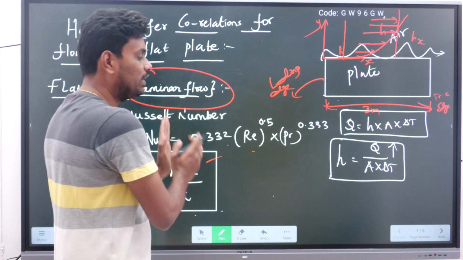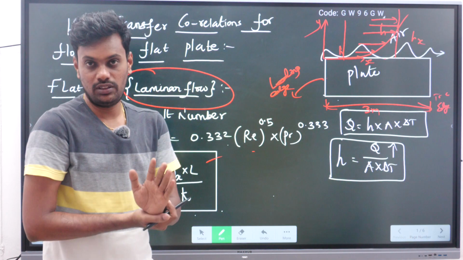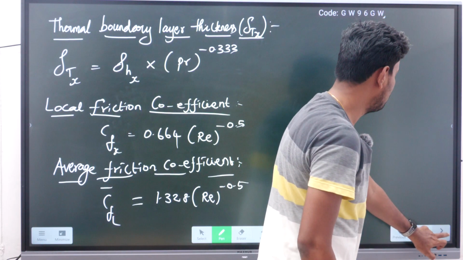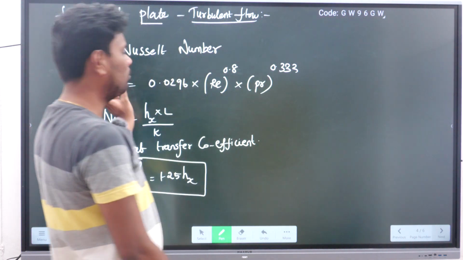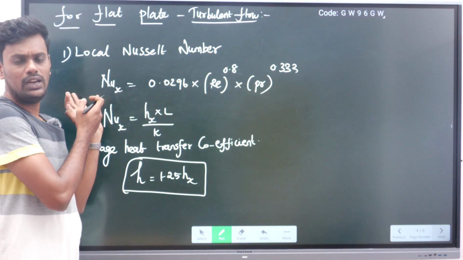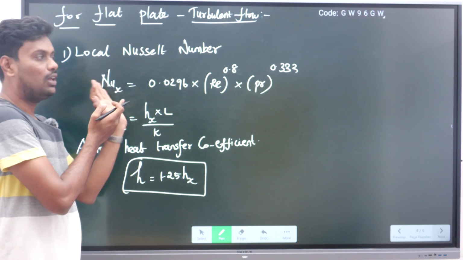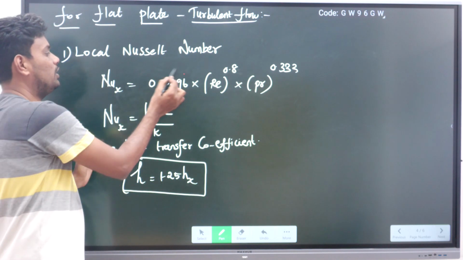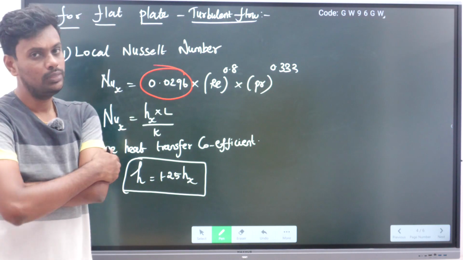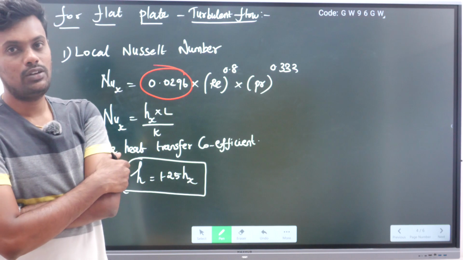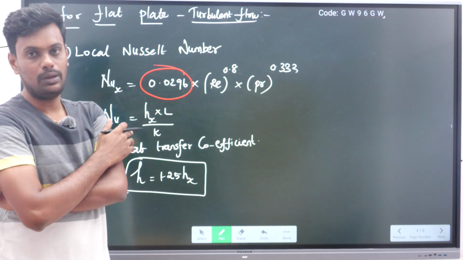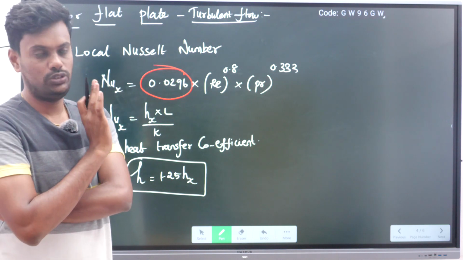Then if the flow is laminar, these are the formulas and correlations. Suppose the flow is turbulent, then the formula will change. As we have seen for the local Nusselt number in laminar flow, the formula is the same, but this value is only changing: 0.0296 into Reynolds number power 0.8 into Prandtl number power 0.333. I assure you, we need not mug up this formula and all. They will give it in the question, no problem.